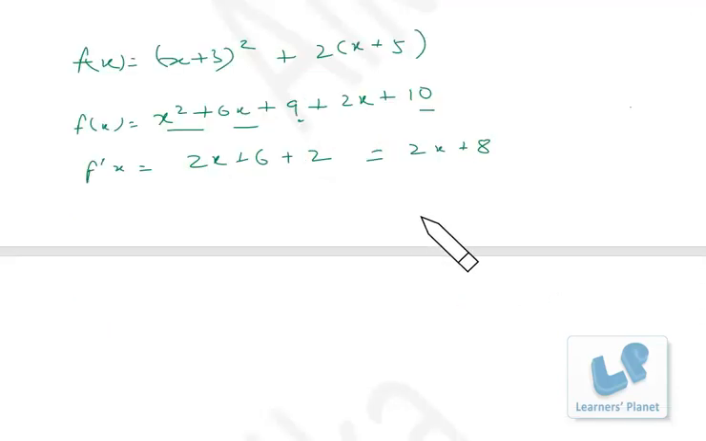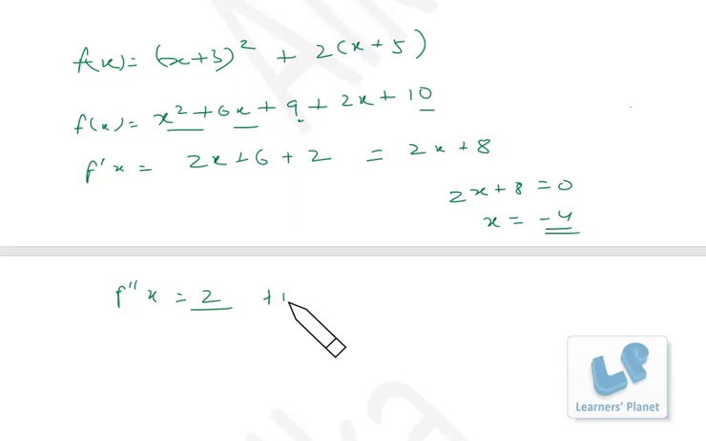So if we have to find out the maximum or minimum, what we will do? 2x plus 8 should be equal to 0. That means x is equal to minus 4, right? Now we will further differentiate that. So f double dash x is equal to 2. That means it's a positive quantity. That means at x is equal to minus 4, you will get the minimum value of this expression.